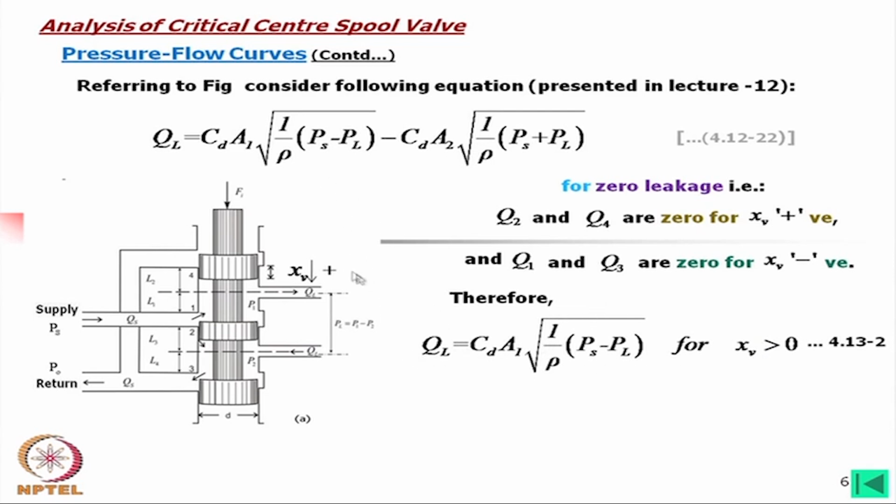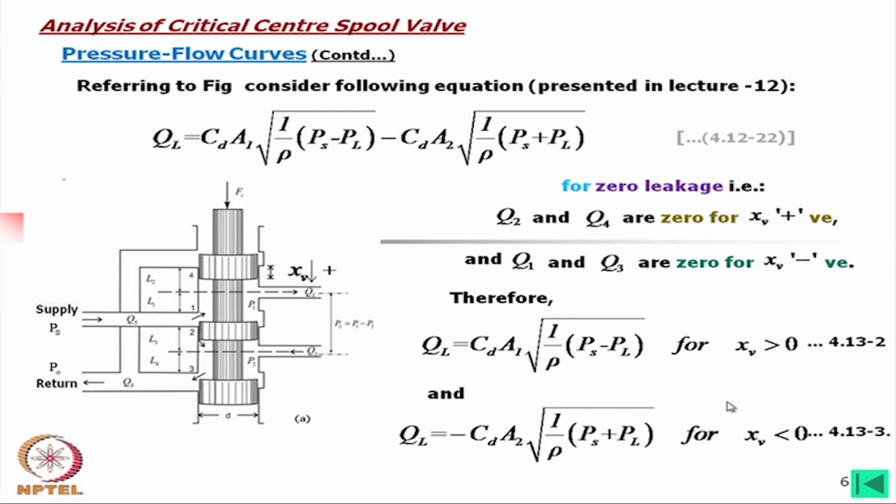Therefore, we can write the load flow is equal to coefficient of discharge into the area 1 into 1 by rho system pressure minus load pressure. This is the standard equation for positive stroke, and for negative stroke we would write C D A 2 minus C D A 2 1 by rho system pressure plus load pressure for x b less than 0, that is negative stroke. The negative sign has come due to this reason for negative stroke.